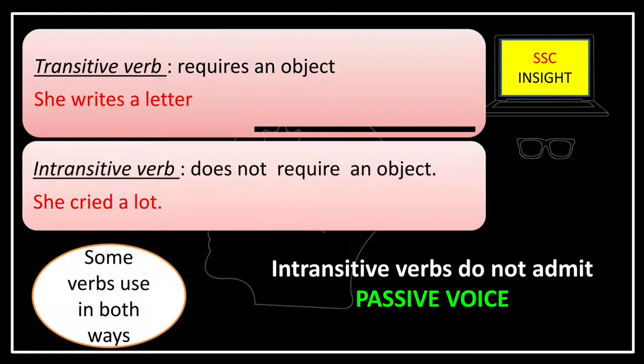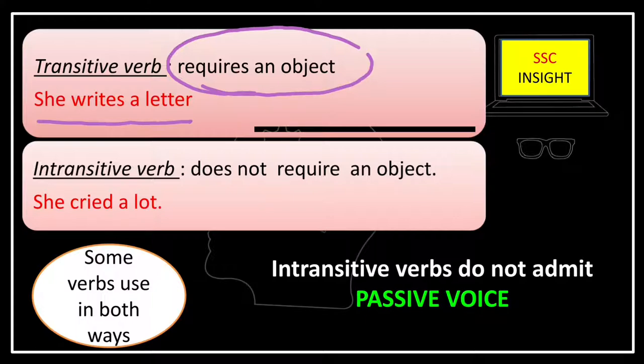Now come to this point, that is, there are two types of verbs, transitive verb and intransitive verb. We will learn in detail in a later session. So here a transitive verb is that verb which requires an object, that is, she writes a letter. If I say she writes, it doesn't make sense. A question arises: what does she write? She writes what? She writes a letter.